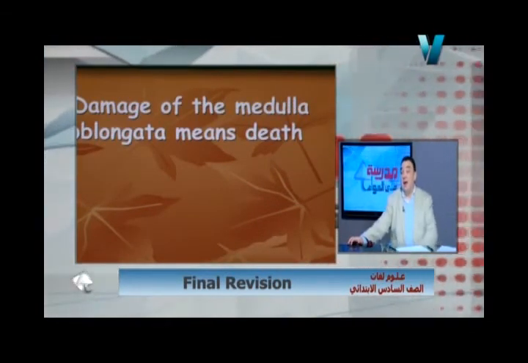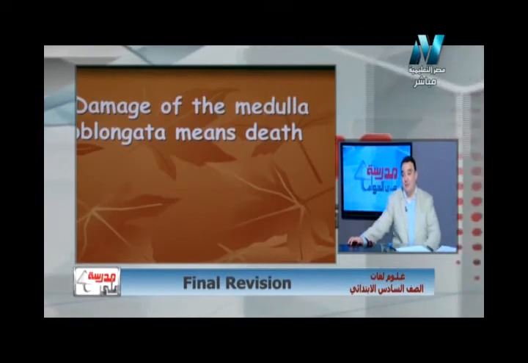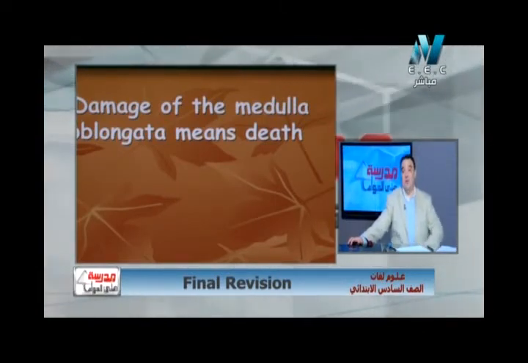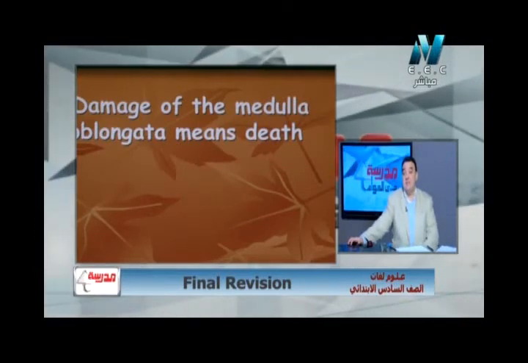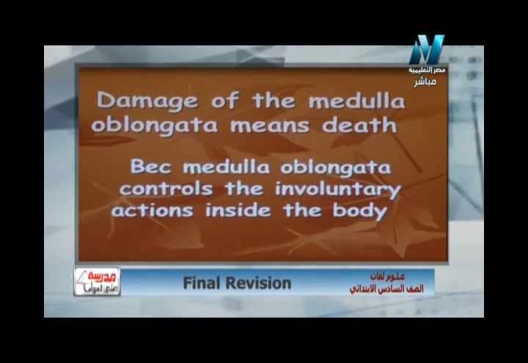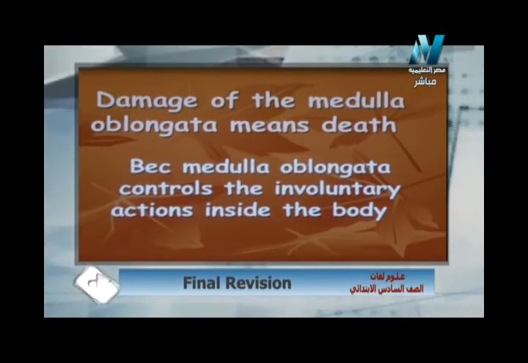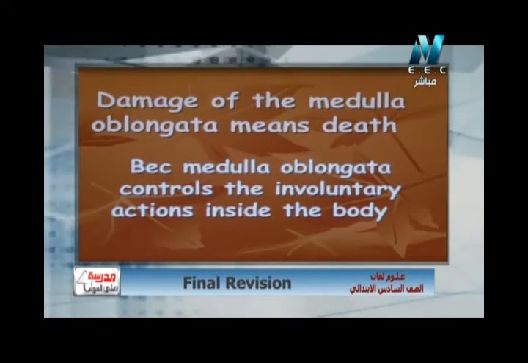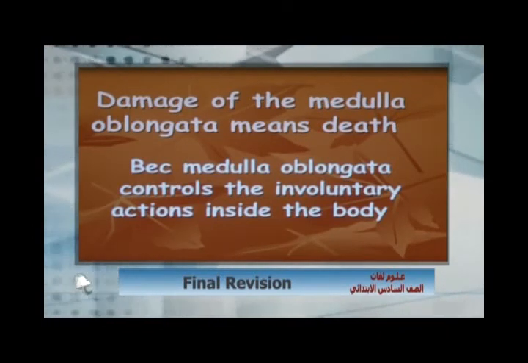Damage of the medulla oblongata. Damage هنا معناها تلف أو مرض، يعني الميدالا oblongata أو النخاع المستطيل أو جذع المخ زي ما سميناه means this بيؤدي الوفاة، أو ده معناه الوفاة فورا. Why? Because medulla oblongata controls the involuntary actions inside the body، لأنه بيتحكم في أي أفعال لا إرادية داخل الجسم. Such as what?